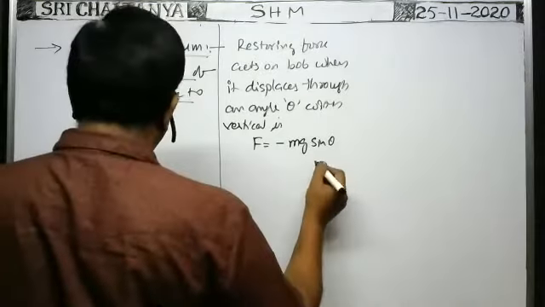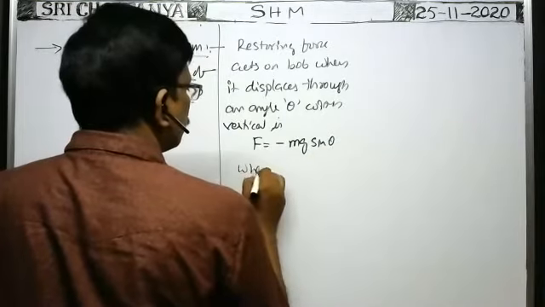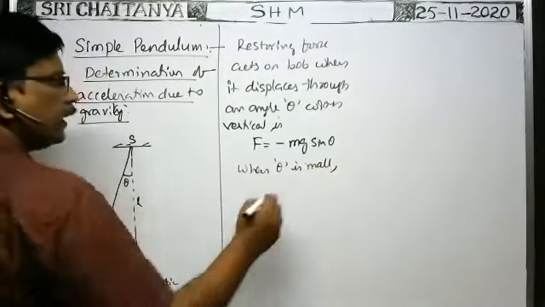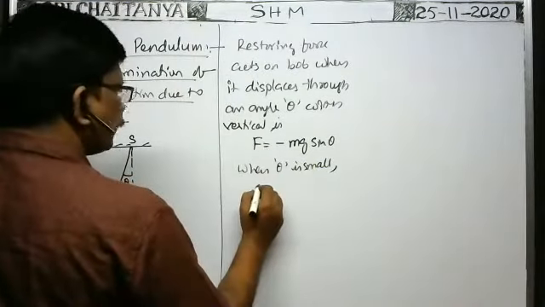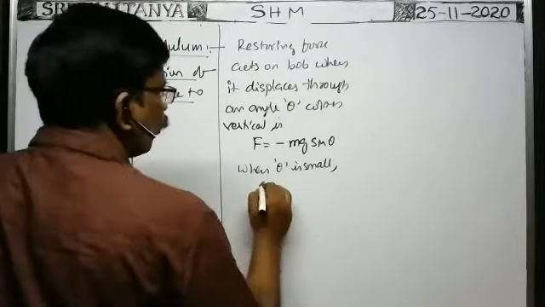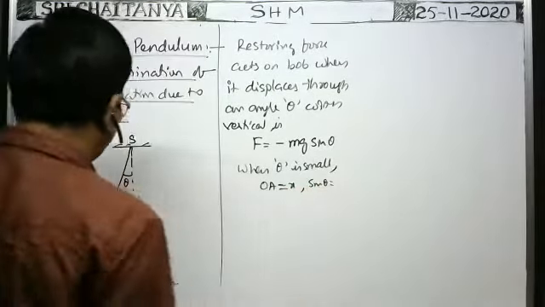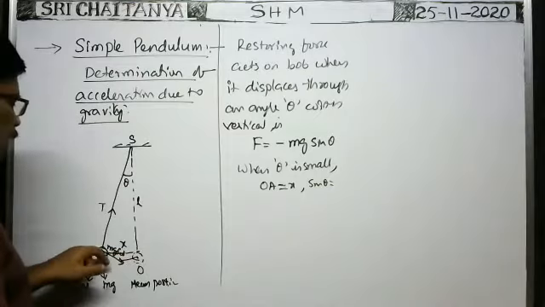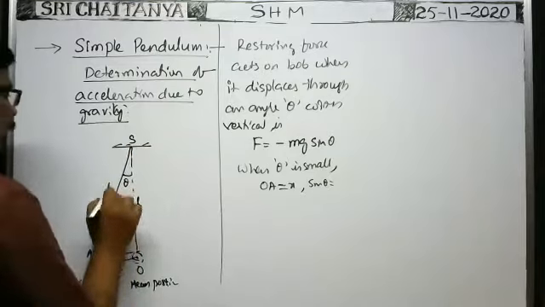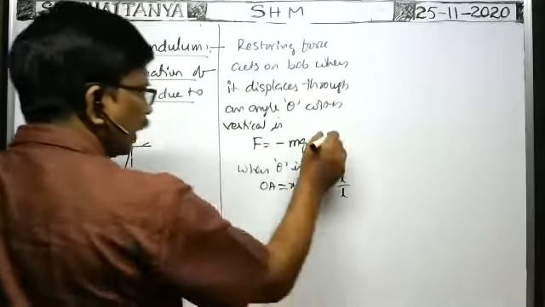Here you see, when theta is small, then from the diagram, the length of the arc OA is equal to x. Then sin theta we can write as opposite by hypotenuse. Hypotenuse is the length of the pendulum, no? Length of the pendulum L. That's why sin theta is opposite x by the length of the pendulum L. You substitute this value here.